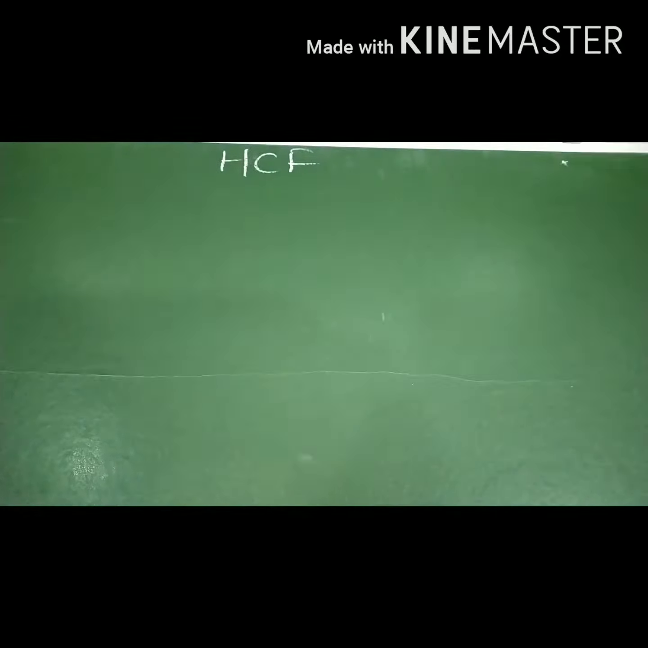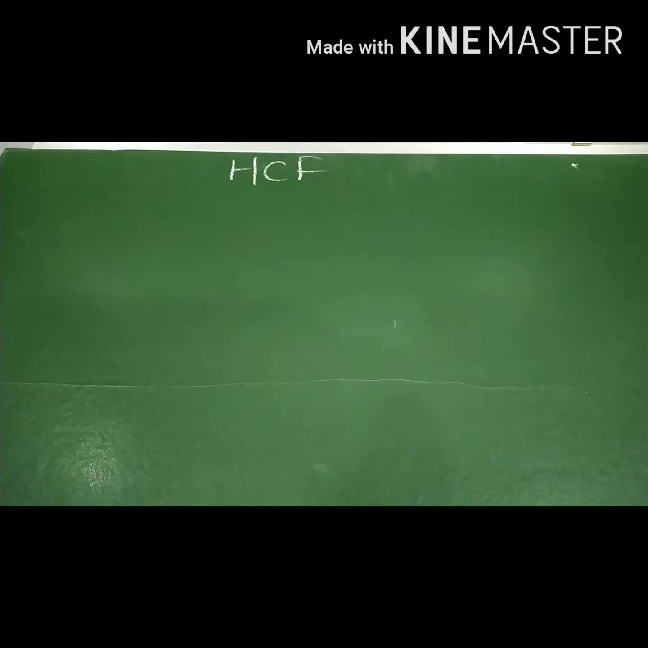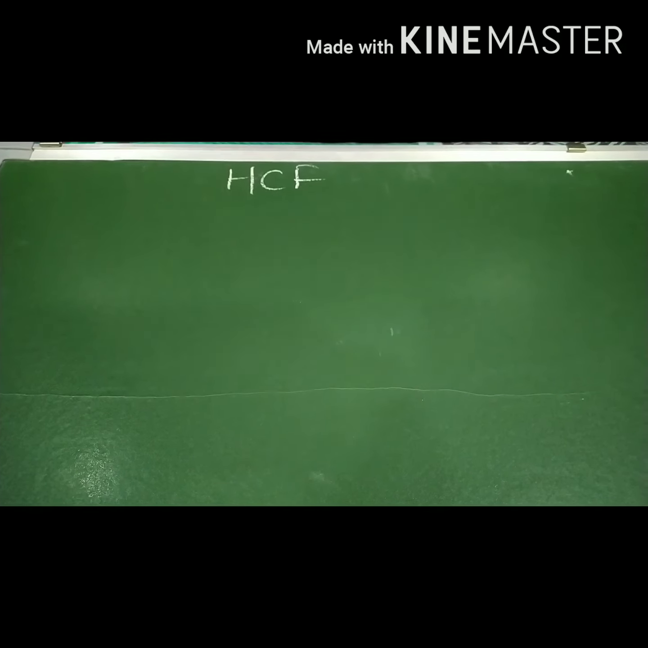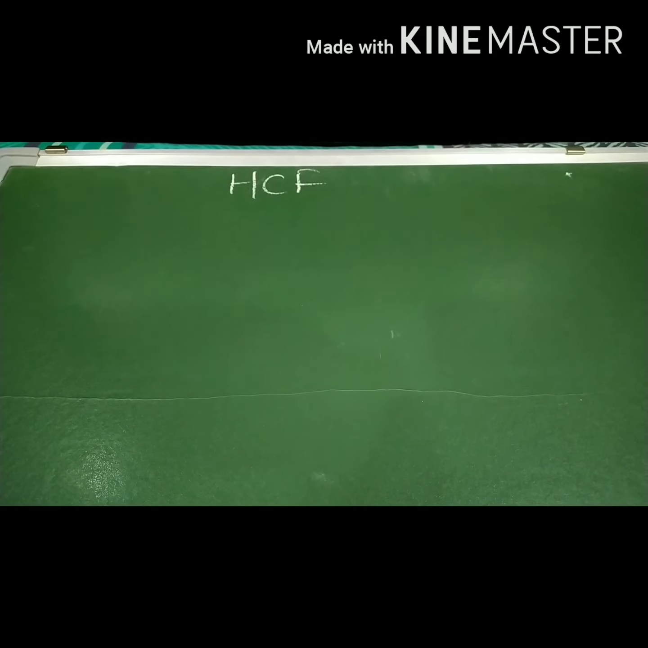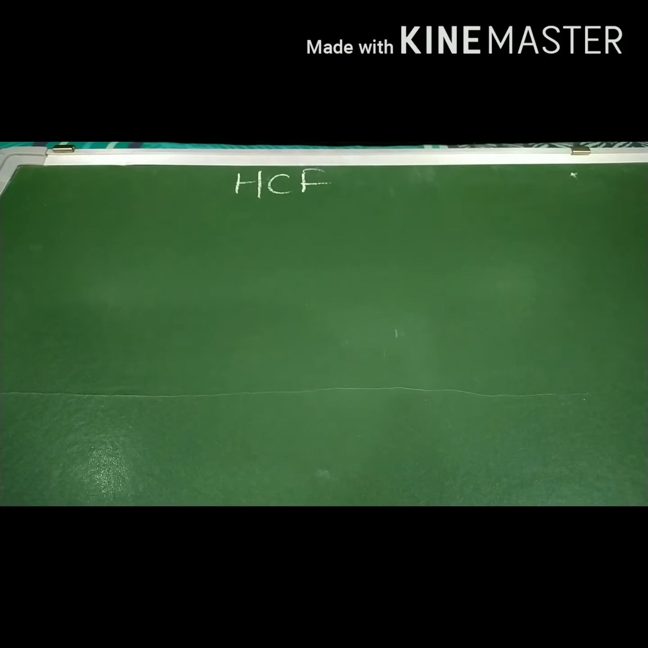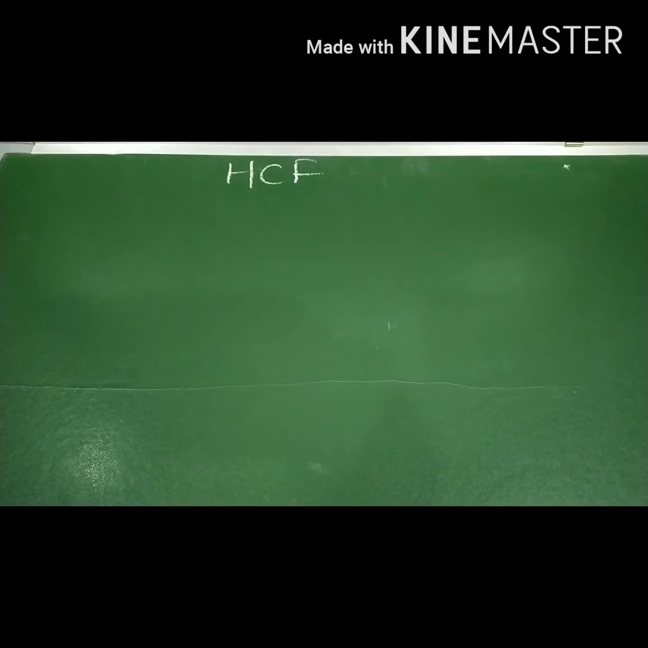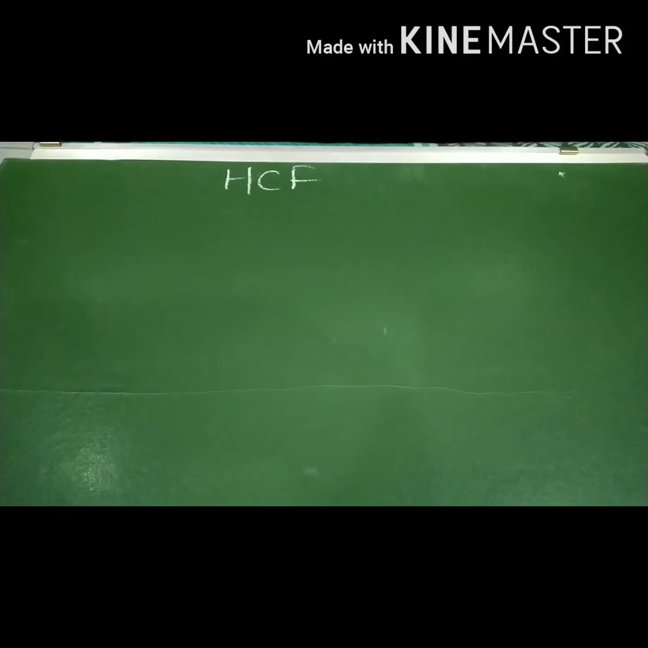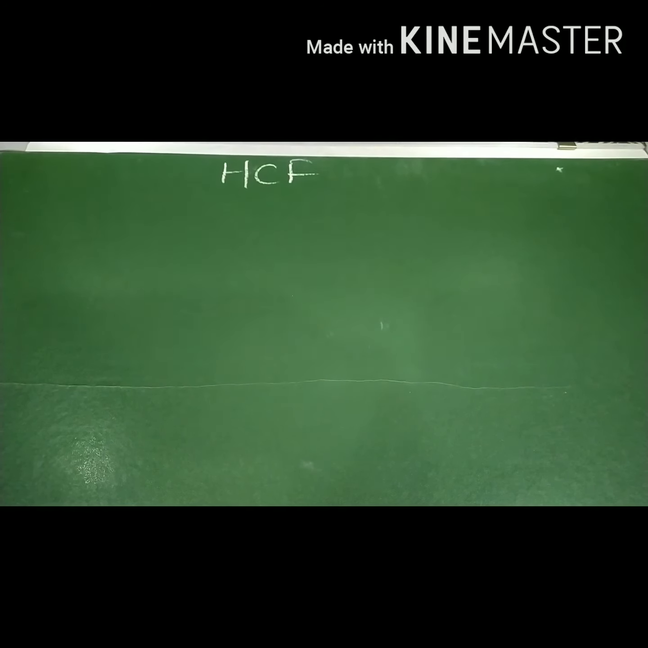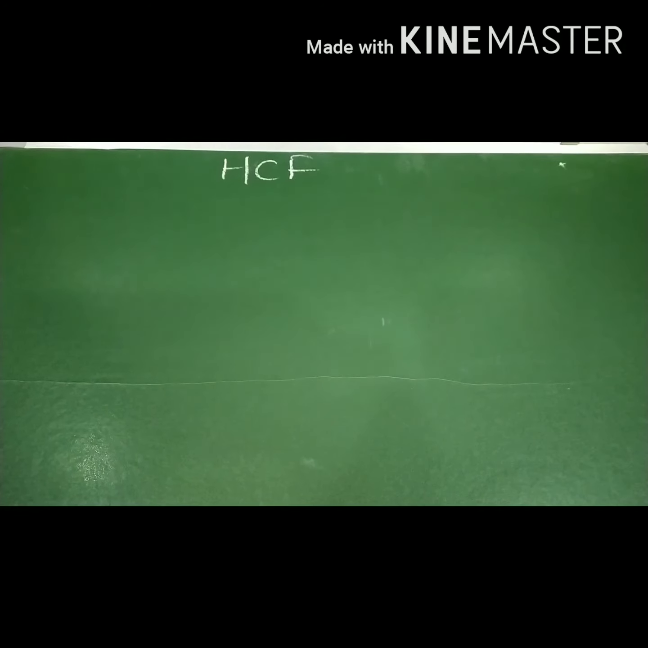So today we are going to learn HCF. You have learned about factors and multiples in the previous chapter. You are also familiar with common factors and common multiples. Now in this chapter you will learn about the highest common factor, that is HCF, and the lowest common multiple, that is LCM, of two given numbers. So let us see what is HCF and how to find out the HCF of the given number.